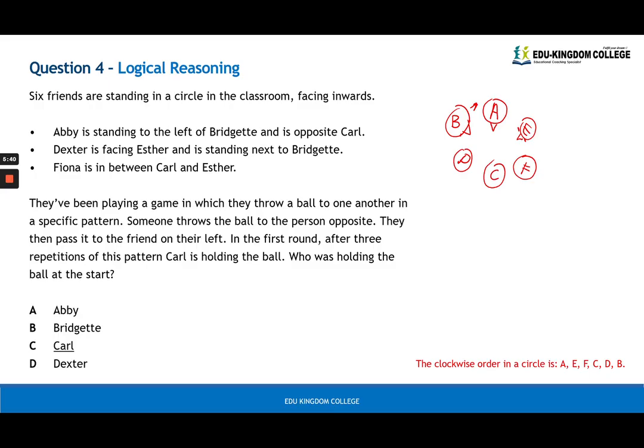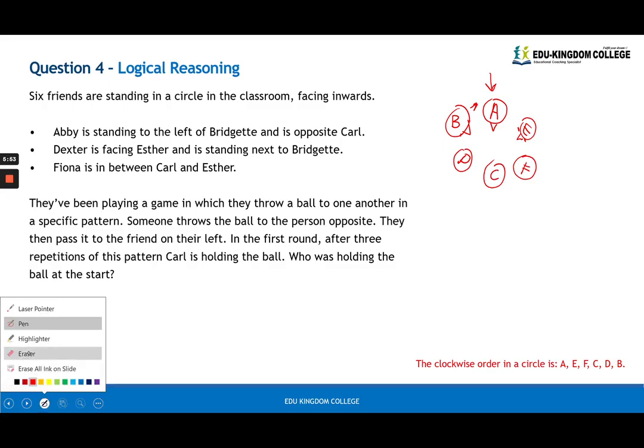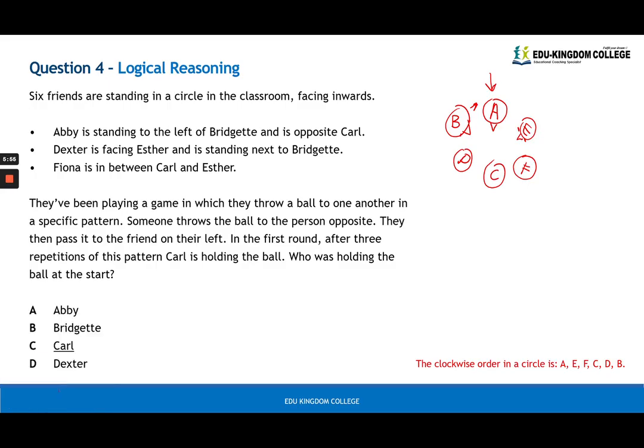It doesn't matter if A isn't at the top for you because it's a circle, okay? It doesn't matter where they are, but I guess the relative location to each other. They're playing a game in which they throw a ball to one another in a specific pattern. Someone throws the ball to the person opposite, then they pass to the friend on their left.